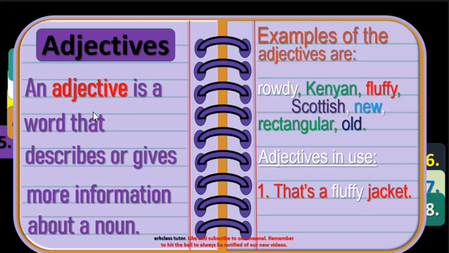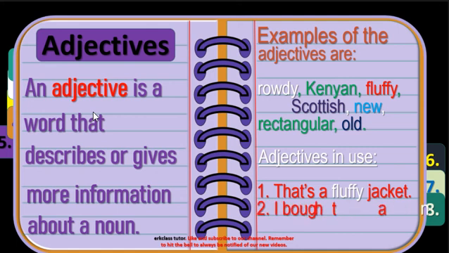Our sentence number 1. That's a fluffy jacket. The sentence can also read, that's a jacket. The sentence is very correct. But we are adding more information, or we are giving a description about the jacket. Once we add the word fluffy, we have added more information about the jacket. And jacket in this case is our noun.